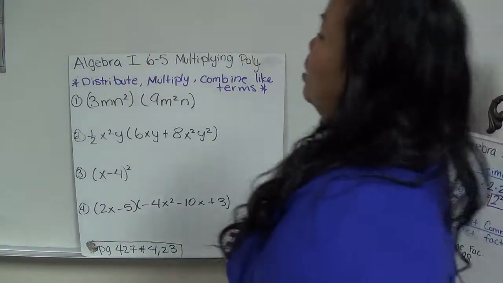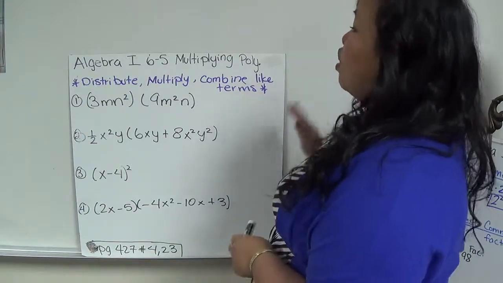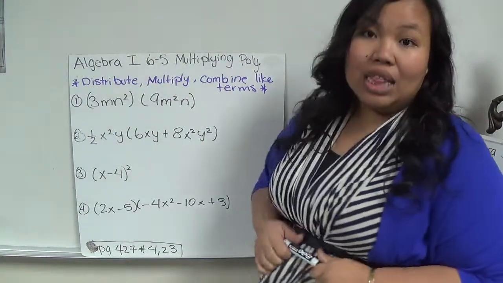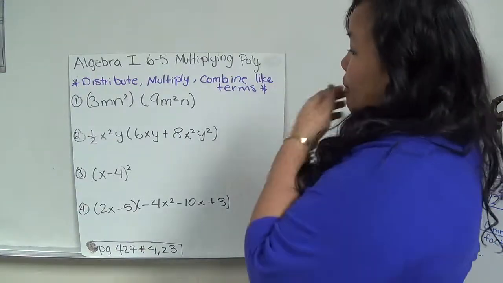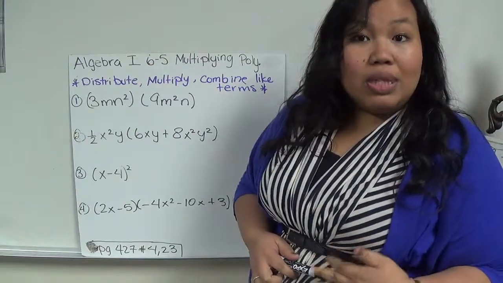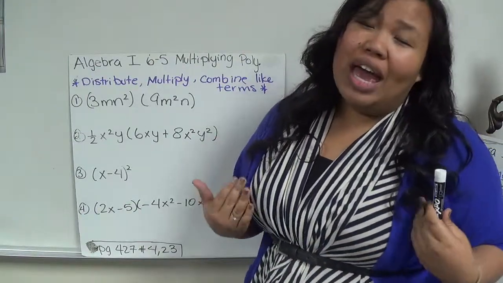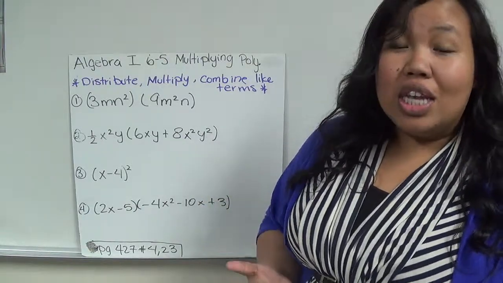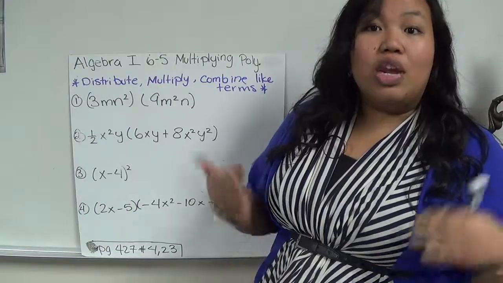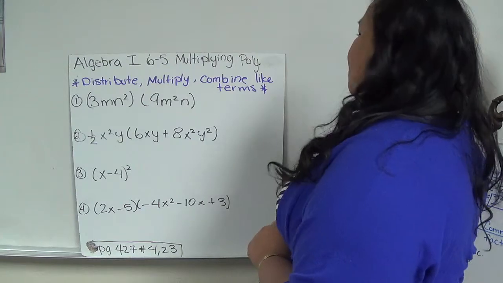In Algebra 1, Section 6.5, we're dealing with multiplying polynomials. When we're multiplying polynomials, we need to distribute, multiply, and then combine like terms. Sometimes the term foiling comes up, and I know you might be experienced with foiling. I'm not a big fan of it because it's a shortcut and it has limitations. So in this section, I'm going to teach you just the basics of how to do it, and then you can apply that to every single situation.